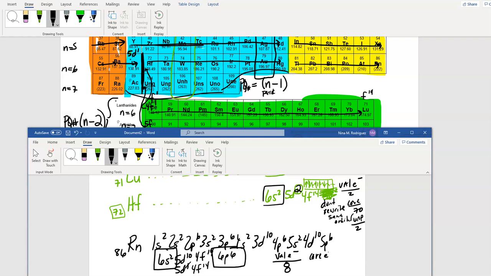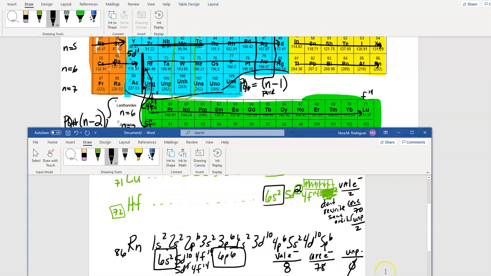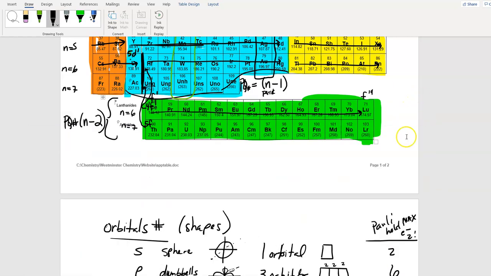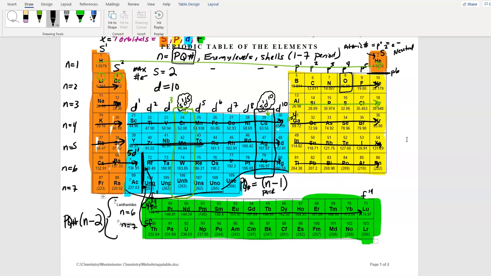You got core. How many core? Everybody else is a core. So 86 minus 8 is 78. And how many unpaired? Everybody is paired. They're all paired. Okay? That's configuration. That usually takes me a week in CP and honors. Sorry, I didn't mean to start deleting that on you. And you got the 1.5-hour version. Yes, it's been 1.5 hours.